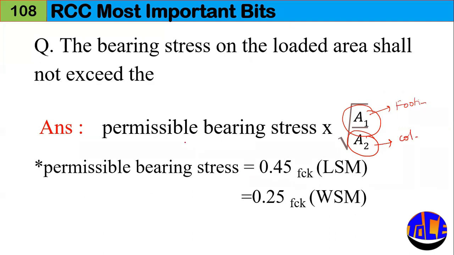And what is this bearing stress? This bearing stress is 0.45 FCK if it is in the limit state method, and if it is the working stress method, it will be 0.25 of FCK.